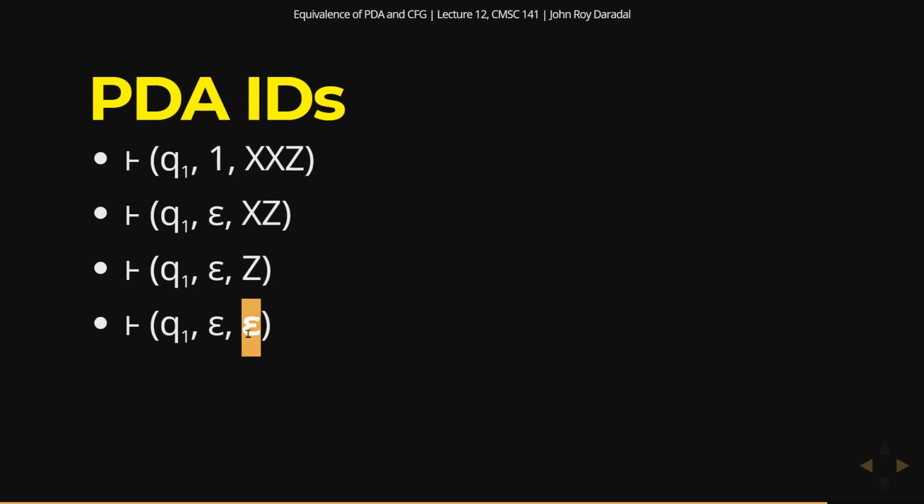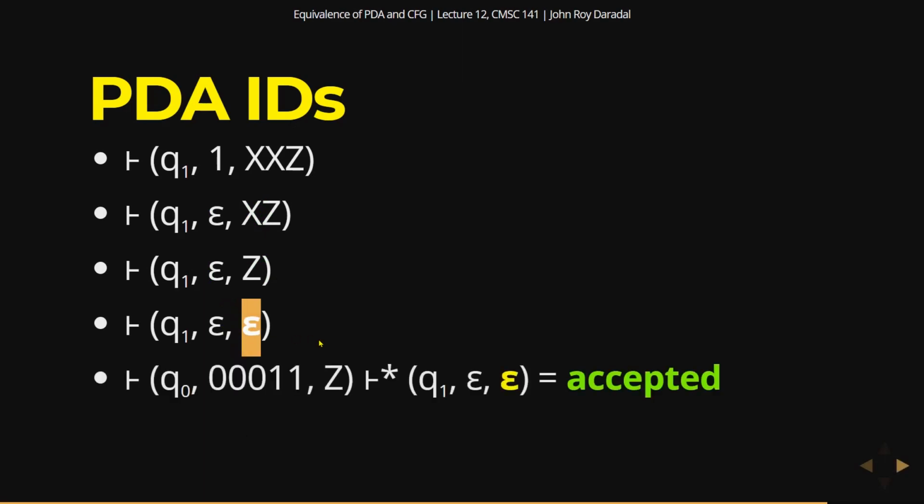So we have now reached an empty stack, and it is already accepted, since this is a PDA by empty stack. Okay, so the string 00011 is accepted because there are more zeros than ones.